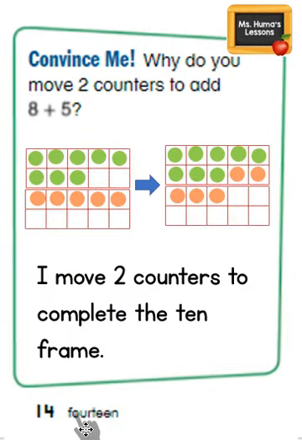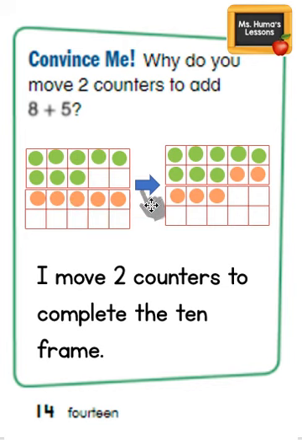This is the convince me question from page number 14. Why do you move two counters to add 8 plus 5? We have used this method of completing the first 10 frame. Here we can see 8 plus 5. We have represented it with two different kinds of counters. In the first 10 frame I have 8 counters. In the second frame I have 5 counters.